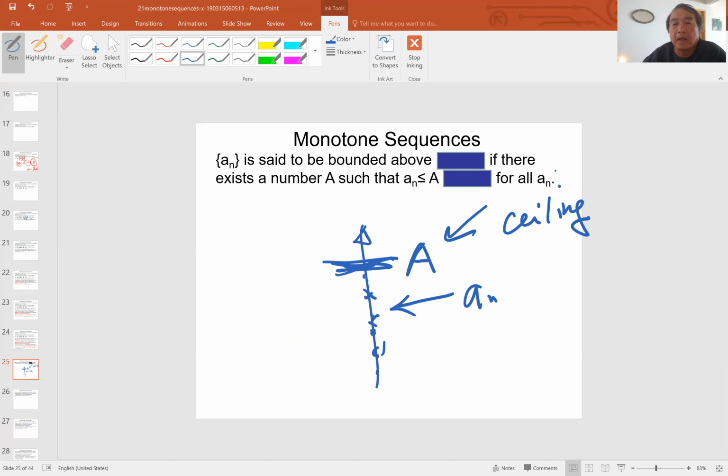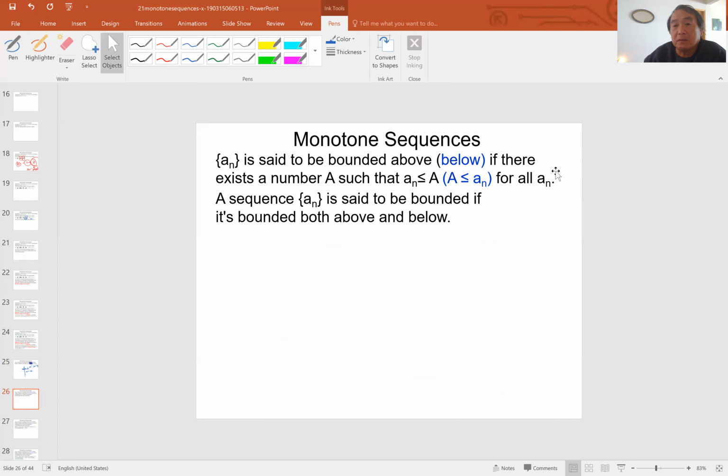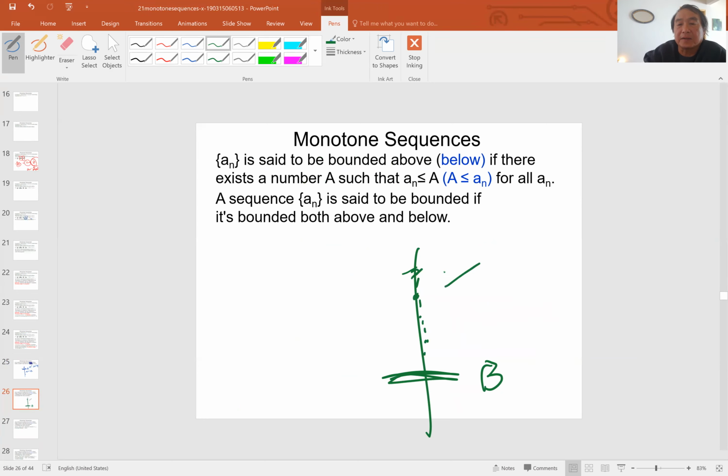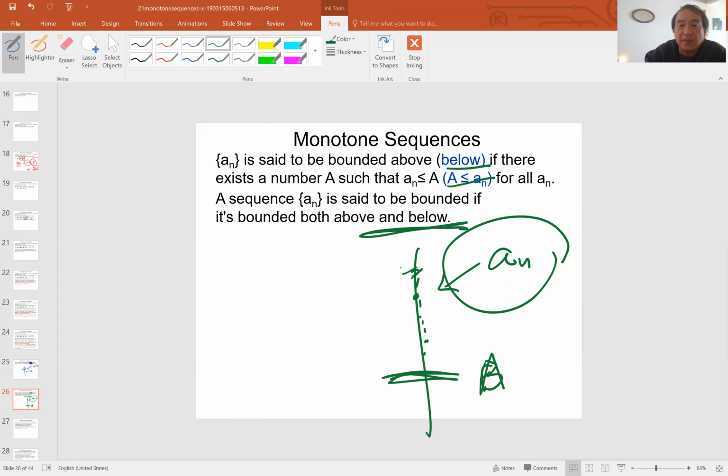And if it's bounded below, there's a floor. So it means there's a B, bounded below. Every term in the sequence is in here, then this is bounded below. I use the letter A again, that doesn't matter. And if it's bounded above and below, so now I have to use A and B, both above and below.